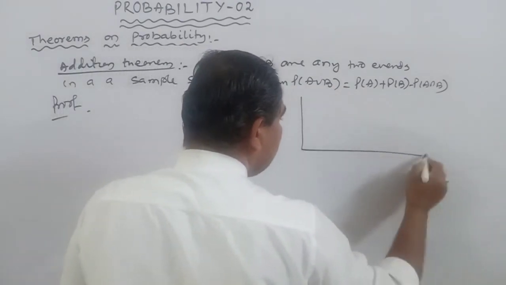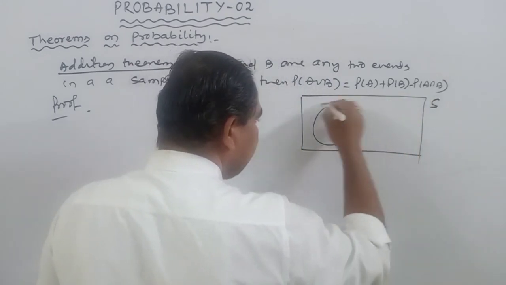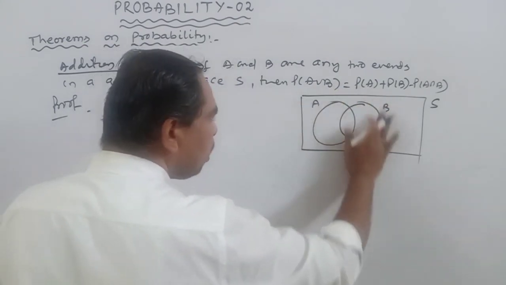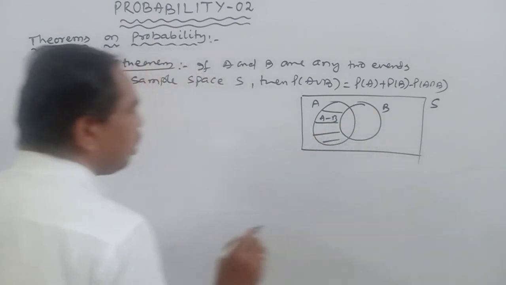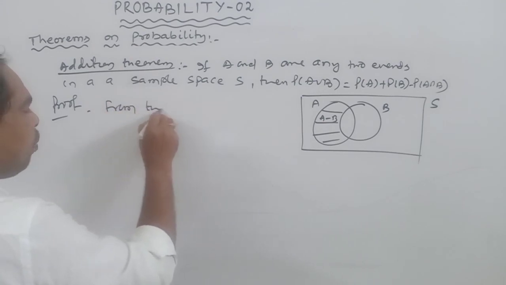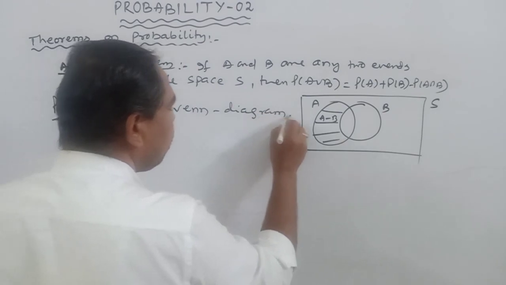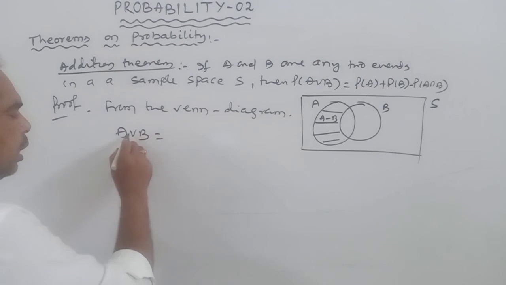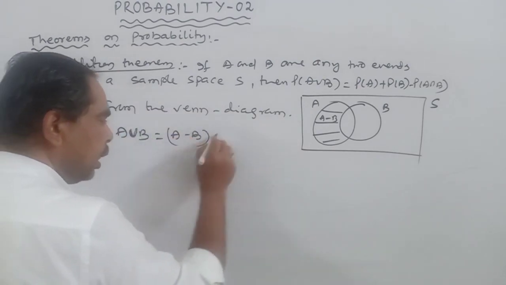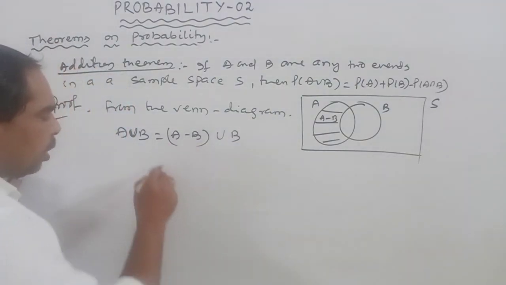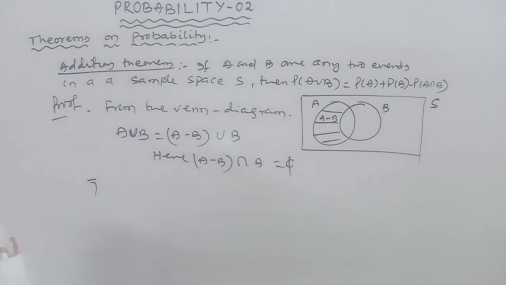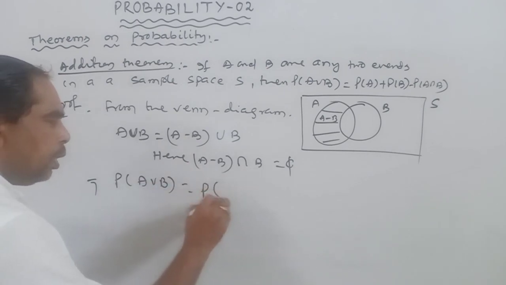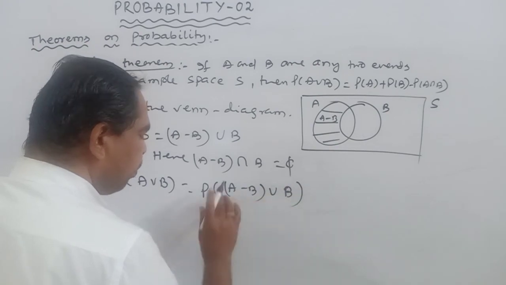This is the Venn diagram. So this is S, this one is set A and this one is set B. So A union B means what? The whole thing. From the Venn diagram, A union B is equal to A minus B union B. Here A minus B intersection B is equal to phi. So this implies P of A union B is equal to P of A minus B union B.